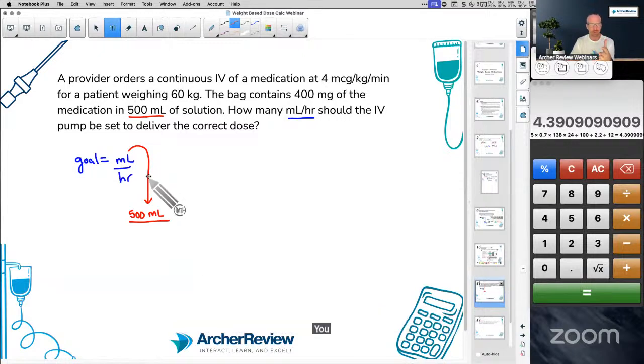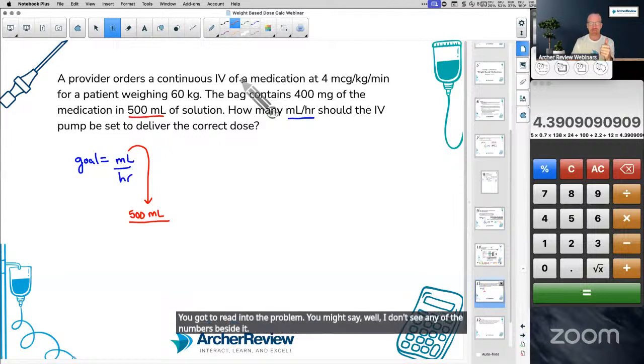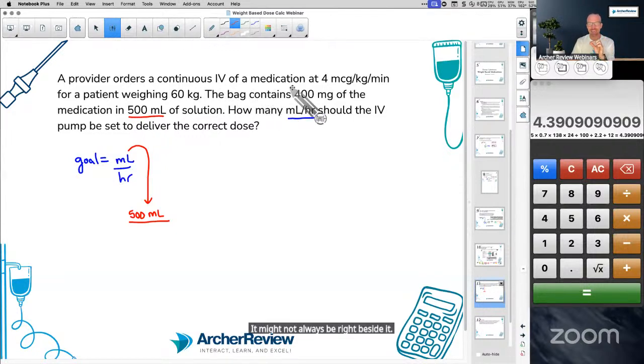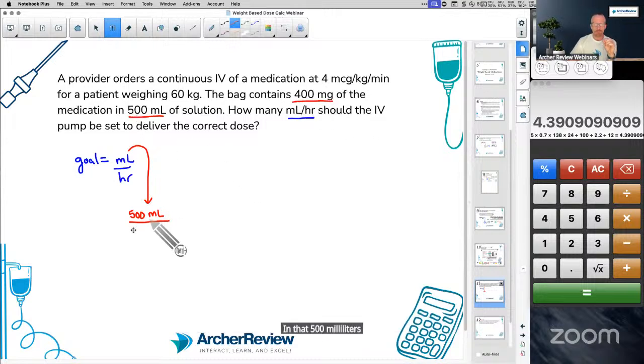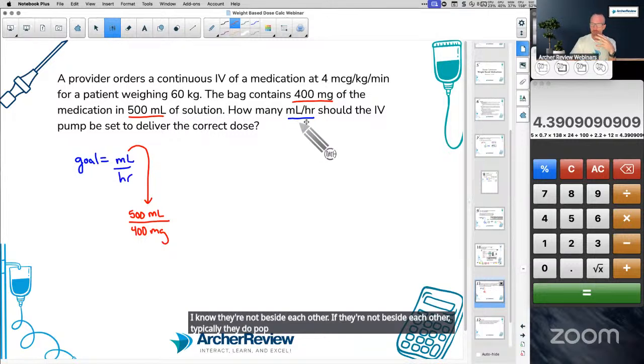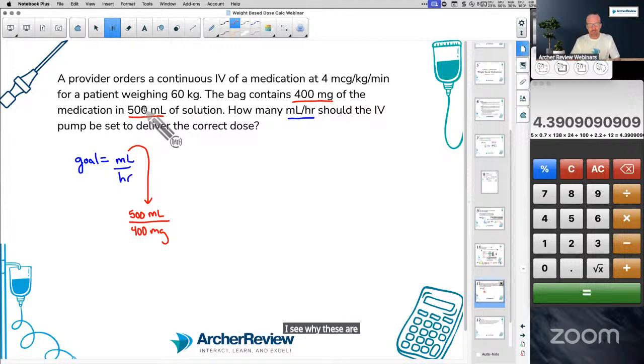You have to read into the problem. You might say, well, I don't see any other numbers beside it. It might not always be right beside it. The bag contains 400 milligrams of that medication. So in that 500 milliliters, there are 400 milligrams of medication. I know they're not beside each other. Typically they do pop up in the same sentence, but it's better to actually understand, okay, I see why these are connected. In that 500 milliliter solution, there's 400 milligrams of that drug.